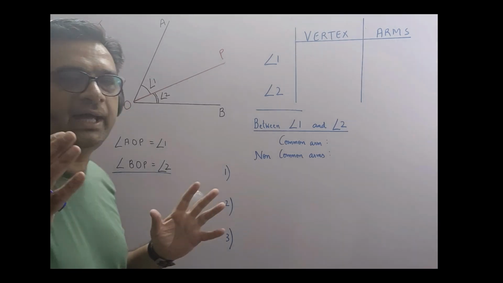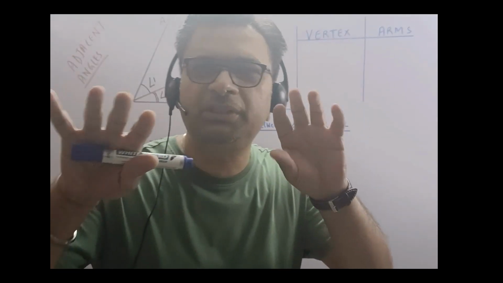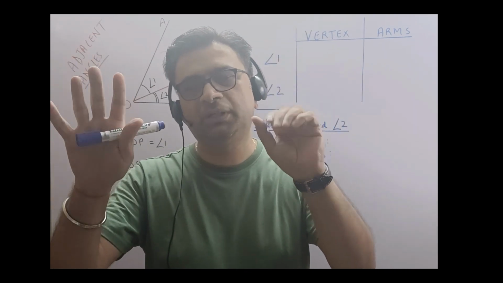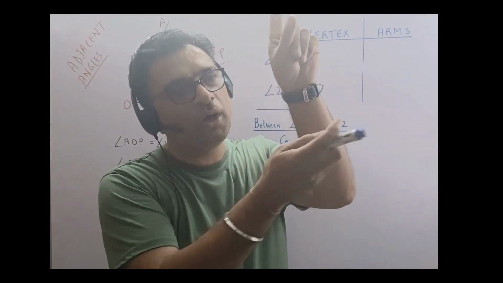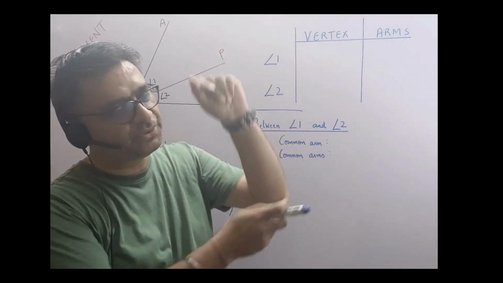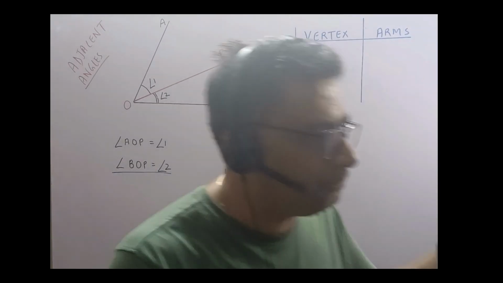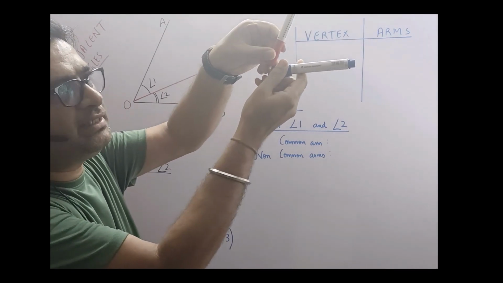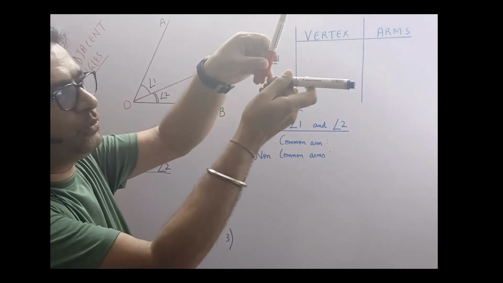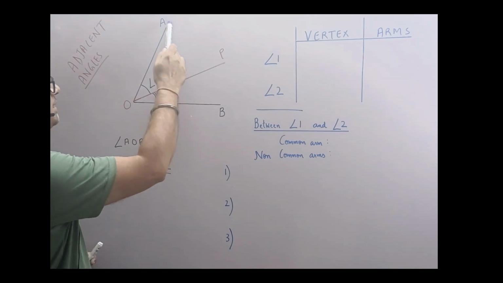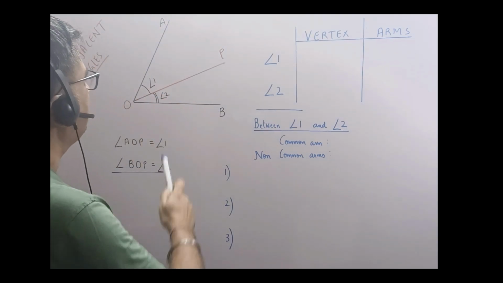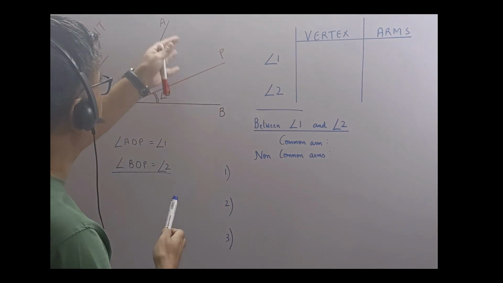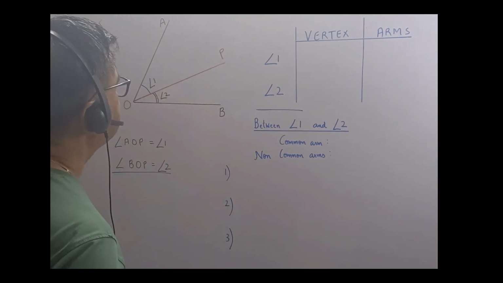Well, we all know what an angle is. I'm not going into the definitions of angle, presuming that the viewers are conversant with what an angle is. It is when two arms meet or intersect, what we have in between is the angle. So in this case, AOB is an angle. AOP is an angle, BOP is an angle. So there are quite a few angles that you can see in this setup.